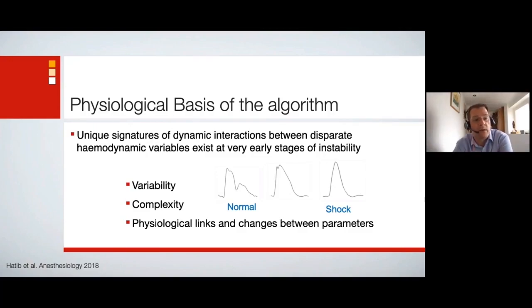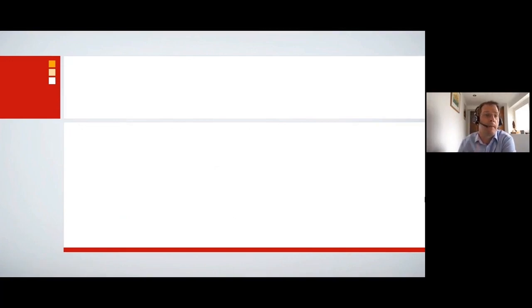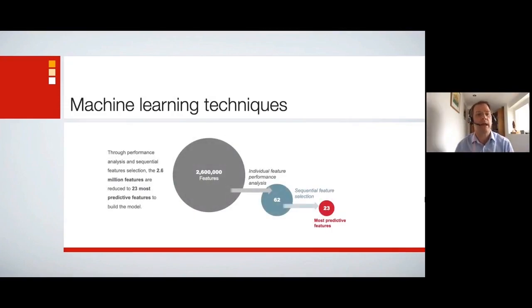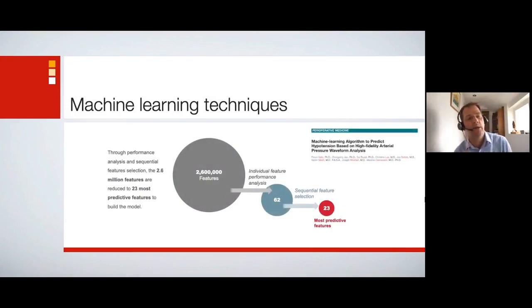And also from the arterial waveform, we can look at physiological links, the interaction between stroke volume, mean arterial pressure, heart rate, etc., and how they change in relation to each other, particularly focusing on the baroreceptor reflexes. And when we do that, we can extract 3,000 waveform features from each individual waveform. And this is where the machine learning process starts to analyze these large amounts of data.